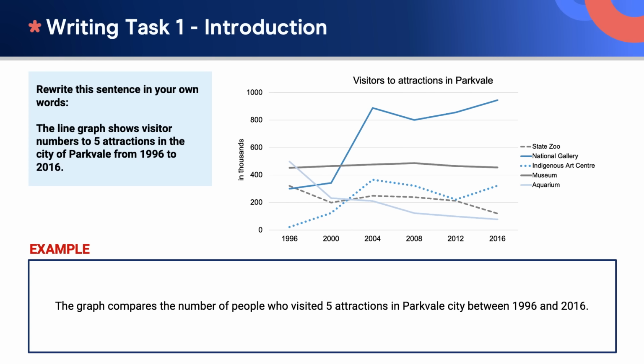Here it is. The graph compares the number of people who visited 5 attractions in Parkville City between 1996 and 2016. Notice how we've changed shows to compares, visitor numbers to the number of people who visited, and instead of using the prepositions from and to, with the years we've used between 1996 and 2016. These are quick, effective changes that you can use with any question.